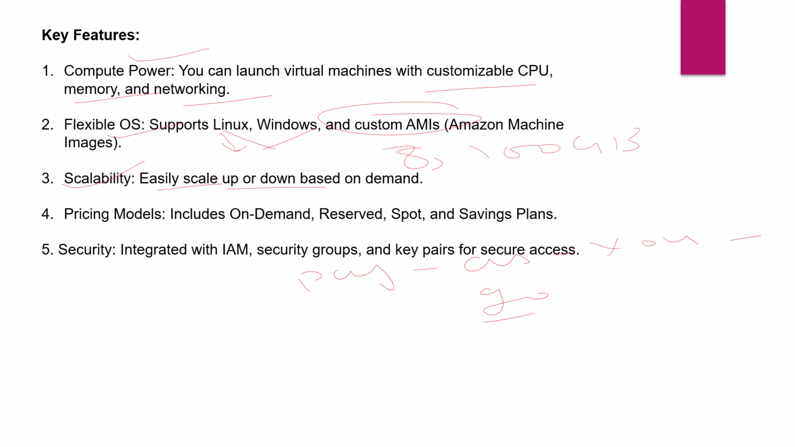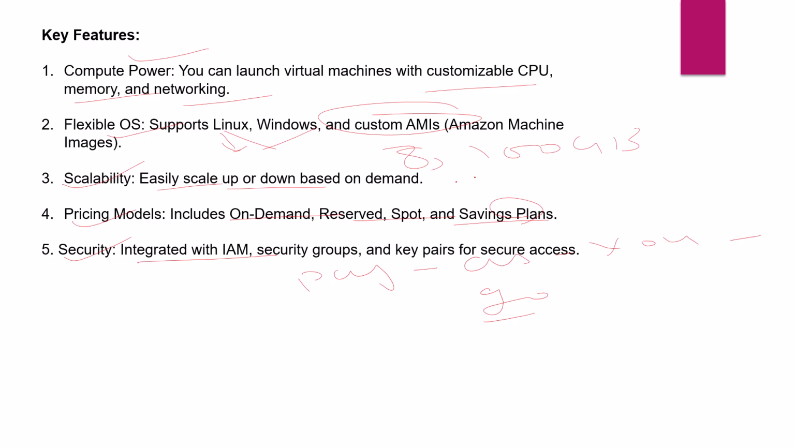There are different pricing models. It depends upon your demand, what type of machines you are going to create and what type of storage you are going to use in the background. There are on demand, reserved, and savings plans. You can go and check about the savings plans as well. Security: there is no concern about security because of integrated IAM, security groups, key pairs, everything. So that's the part of EC2.